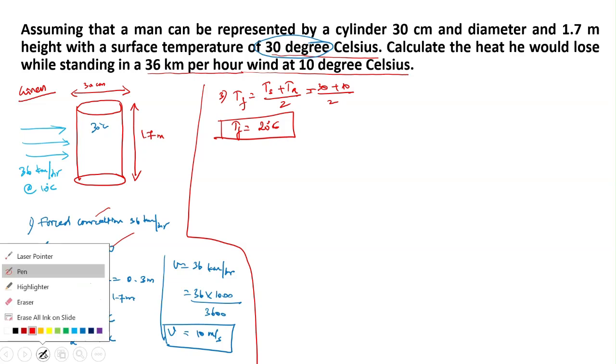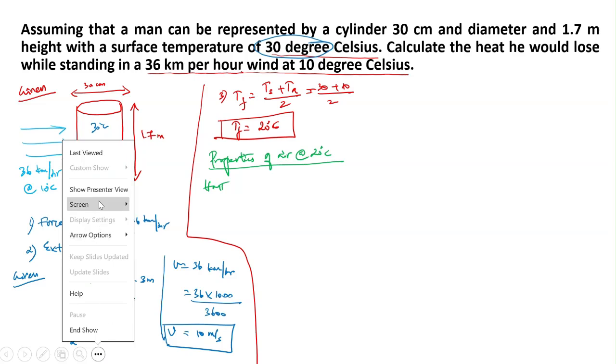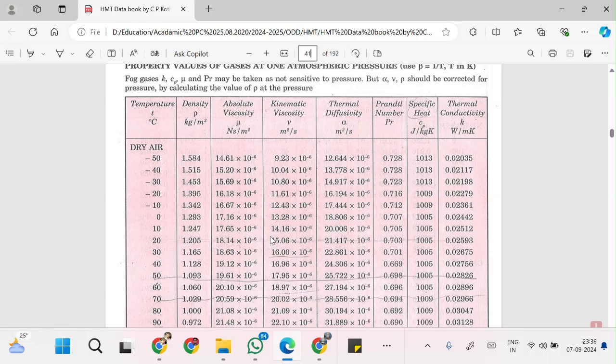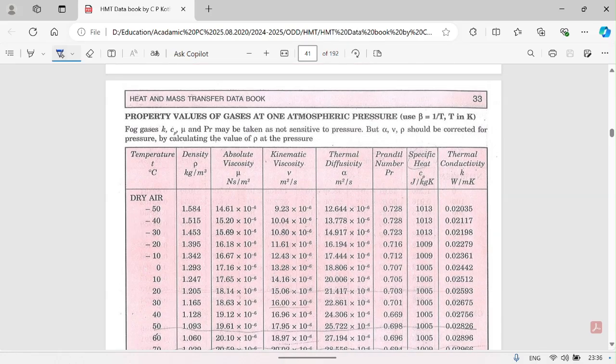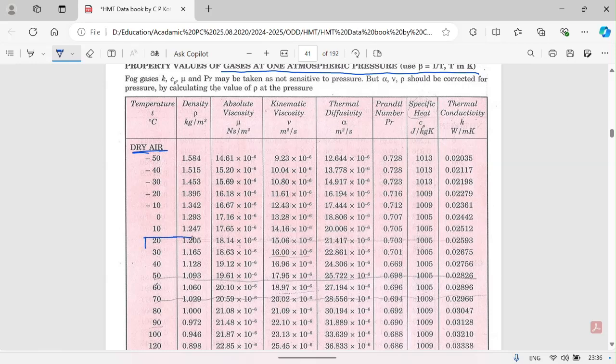Next you are going to evaluate the properties of the fluid. Here the fluid is air, so we need properties of air at 20 degrees Celsius. These are found from the HMT data book that is available here. Gases at 1 atmospheric pressure we consider as air. So at a temperature of 20 degrees Celsius, you may note the following properties.